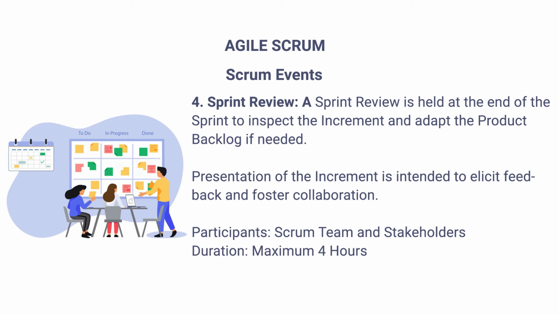The next one, sprint review. A sprint review is held at the end of the sprint to inspect the increment and adapt the product backlog if needed. The presentation of the increment is intended to elicit feedback and foster collaboration. Participants are the Scrum team and stakeholders. The duration can be a maximum of 4 hours for a 1 month sprint. For a shorter sprint it can be less.